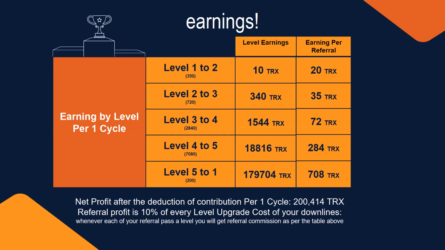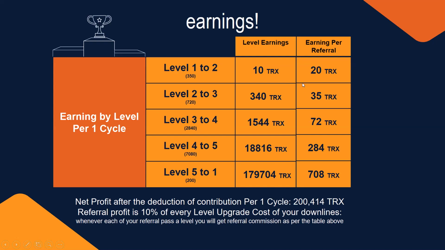If I bring somebody and register him under my link, I will take 20 trons immediately. If my referral goes from level 1 to 2, I will take that, and from 2 to 3, I will take 35 trons. From 3 to 4, I will take 72 trons. From 4 to 5, I'll take 284 trons. And I will have 708 trons whenever he passes from 5 to 1.